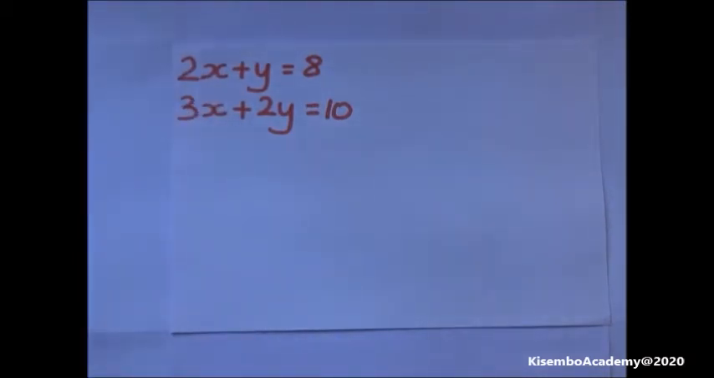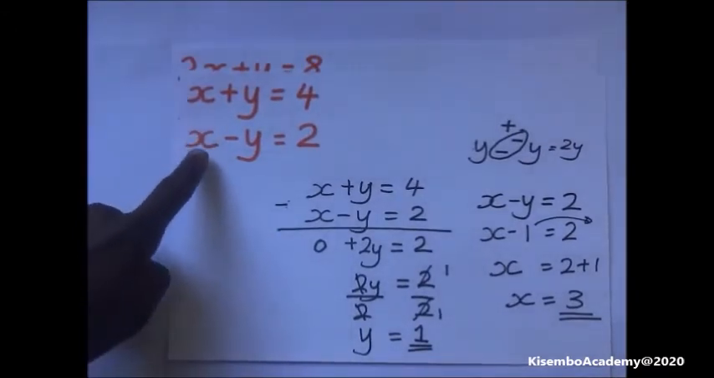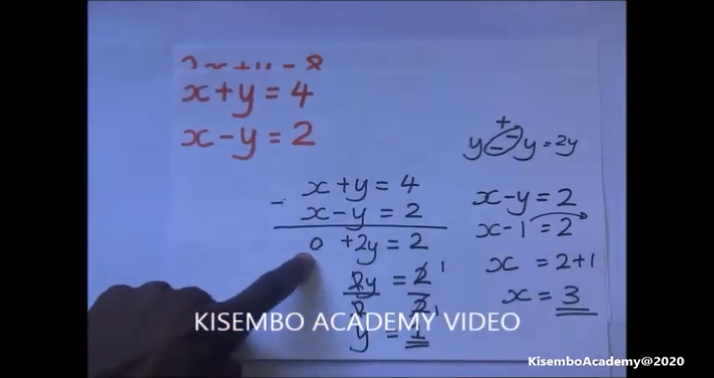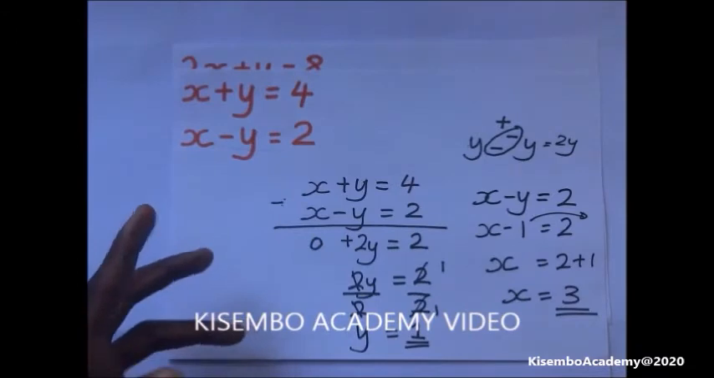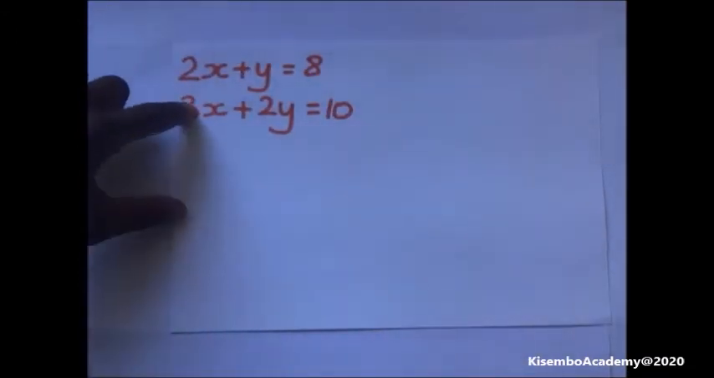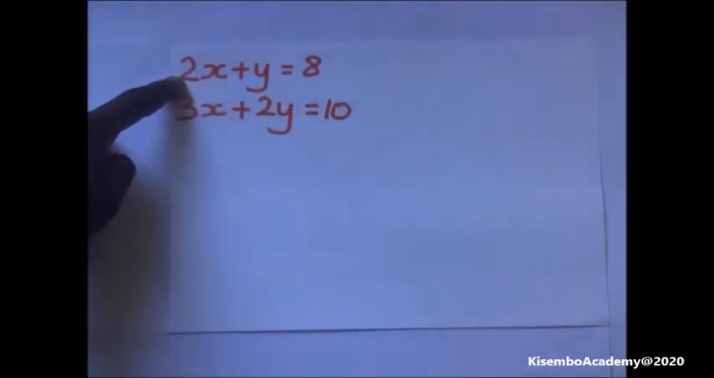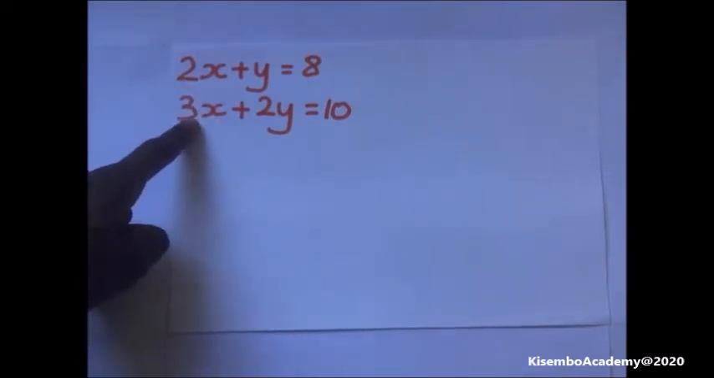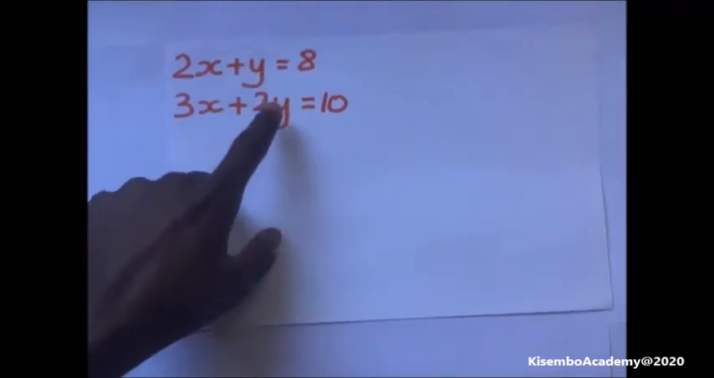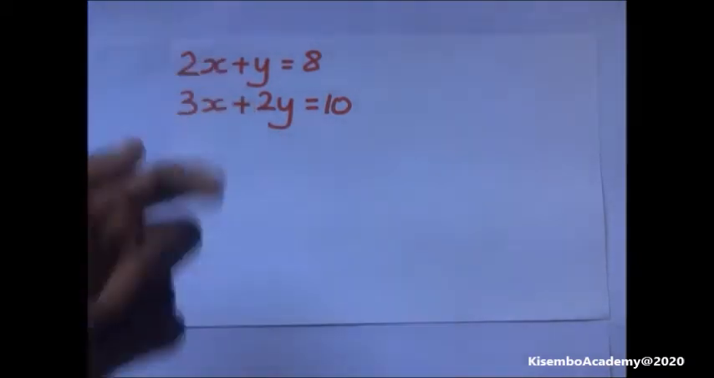Now remember, in our previous example, the coefficient of x here was 1, and the coefficient of x here was 1. So it was easy, just subtract and you get 0, and you get the answer. But now we are faced with a circumstance whereby the coefficients are not 1, they are different. The coefficient of x here is 2, the coefficient of x here is 3. The coefficient of y here is positive 1, and the coefficient of y here is positive 2.